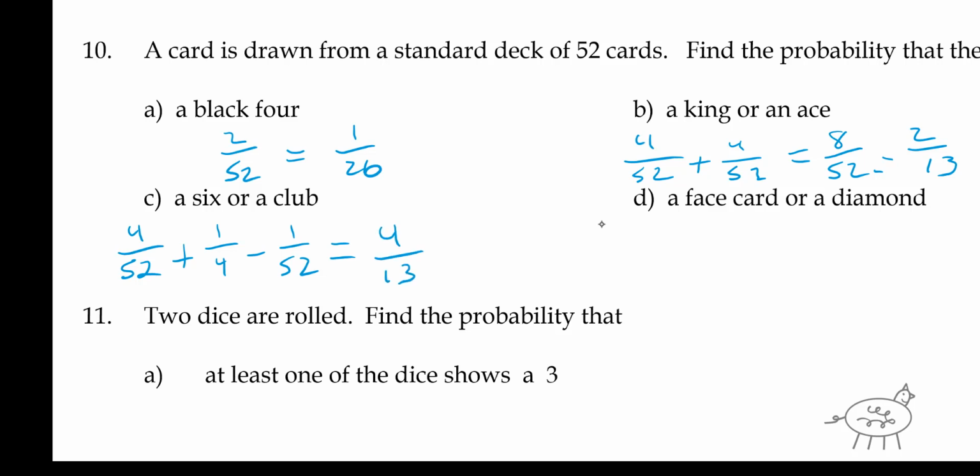A face card. There's 12 face cards out of 52. How many diamonds? A 4th of them. And how many face card diamonds? Well, there's 3. So minus 3 over 52. So your final answer is 11 over 26.